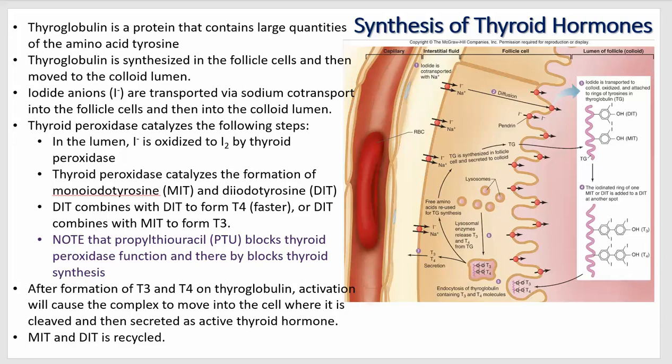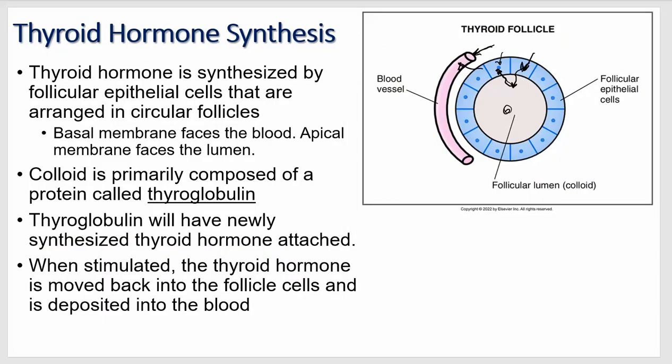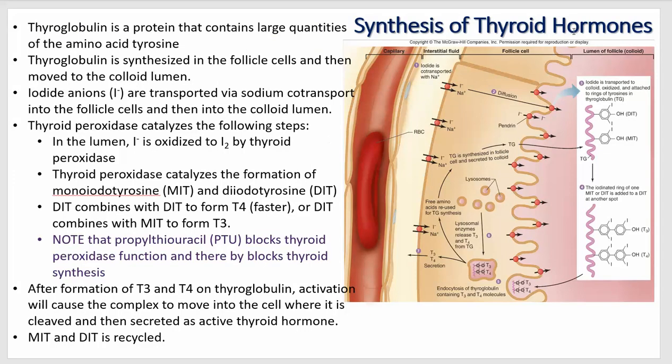Okay, it has a lot of tyrosine on it, and the tyrosine is ultimately what's going to be converted into the thyroid hormone. So it's synthesized in those follicle cells, and then it's moved to the colloid lumen. So that's the thyroglobulin. Okay, so now we've made it, we've moved it out here. So now the thyroglobulin is out here, along with a lot of its tyrosine.